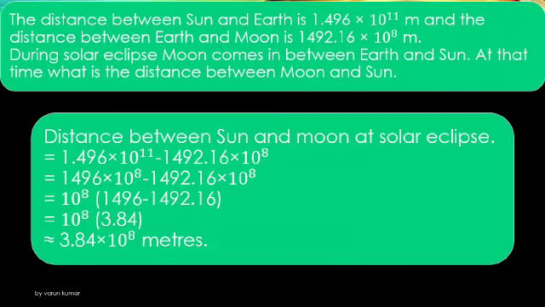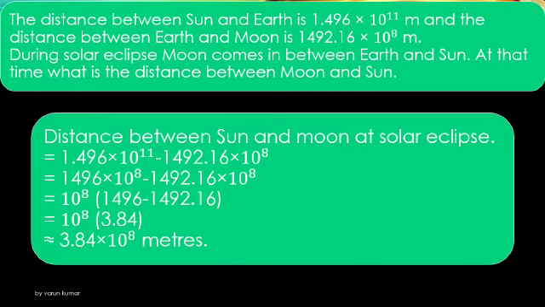See another example. The distance between Sun and Earth is 1.496 into 10 to the power 11 meters, and the distance between Earth and Moon is 1492.16 into 10 to the power 8 meters. During a solar eclipse, the Moon comes in between Earth and Sun. At that time, what is the distance between Moon and Sun?